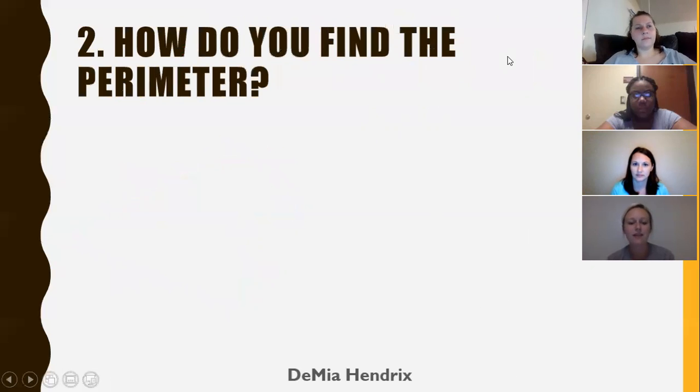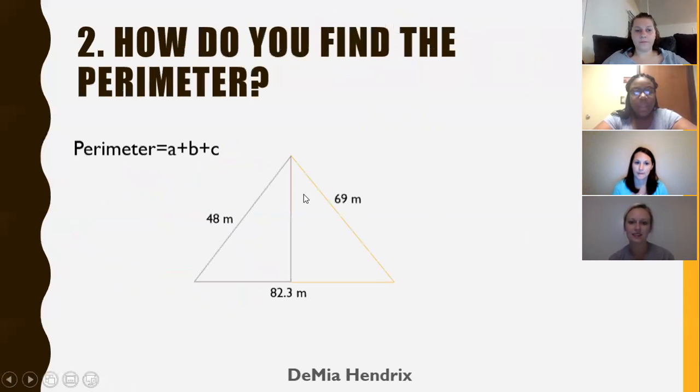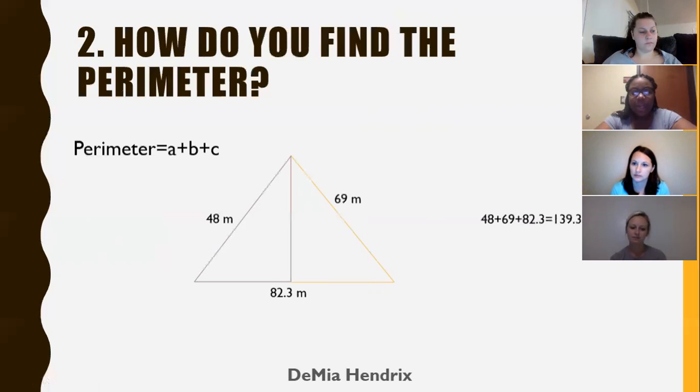Demia, how do you find the perimeter? Okay, so when you're looking for the perimeter, you're going to add all sides of the shape. For example, you're going to do A plus B plus C. It never really matters what you consider your A, your B, or your C as long as you add all sides together. In this particular one, we made 48 our A, 69 our B, and 82.3 our C. If you add all those together, you get 139.3 meters. And that is how you find your perimeter.